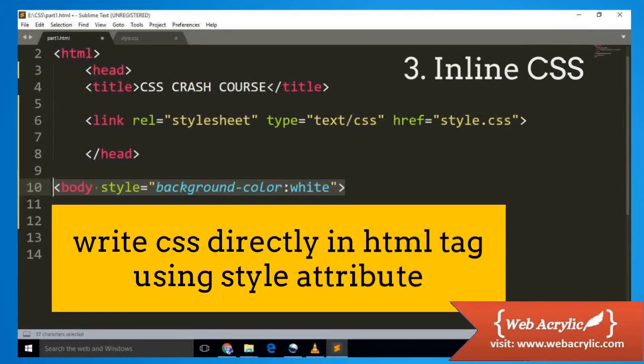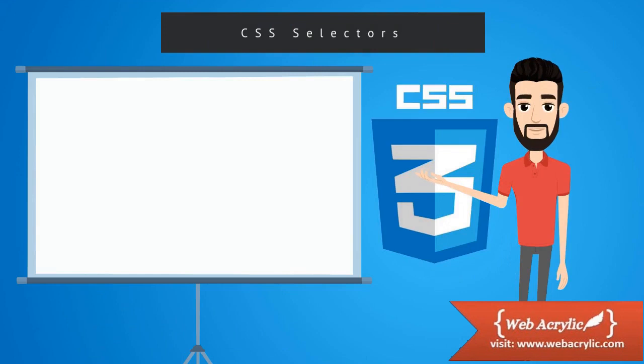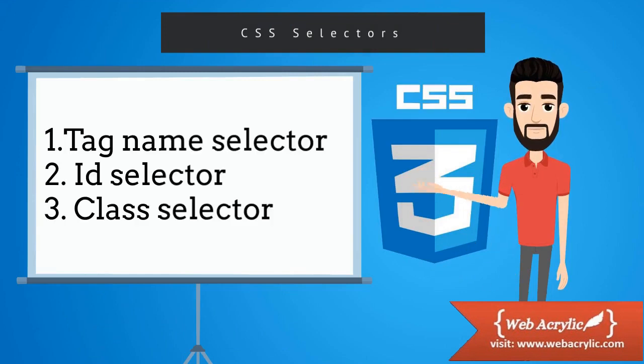And the last one is inline CSS, where you use style attribute inside any particular HTML tag to initiate your CSS code. In order to style a particular HTML element, you have to select the element first, and you can do so using three common ways. First, you can select that by using the tag name. Second, you can select the element by using its ID. Third, you can select the element by using its class name.